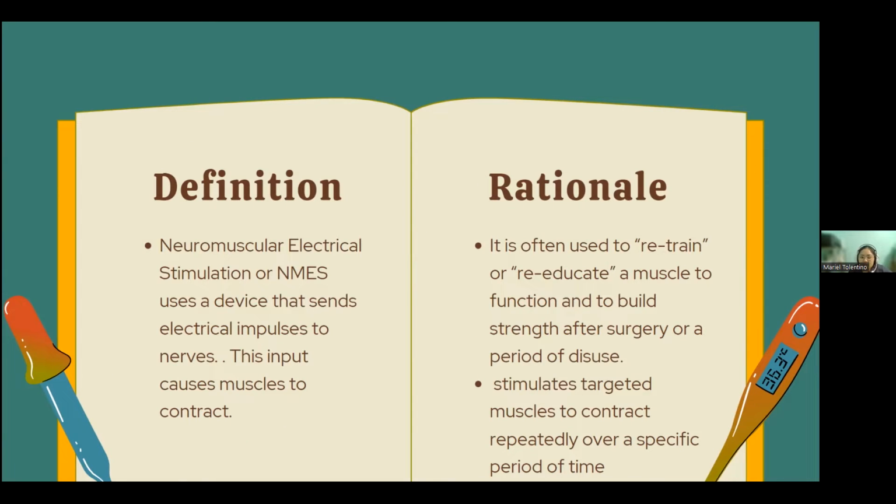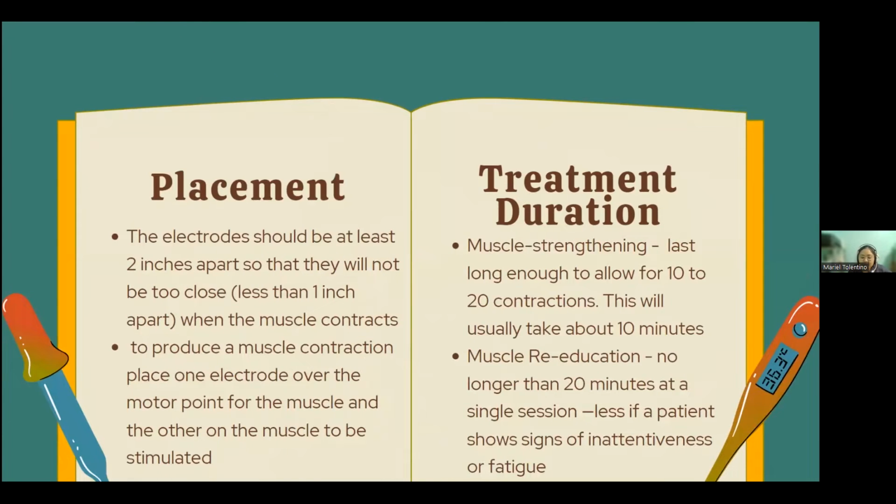It emits a stronger and wider electrical pulse, and this pulse stimulates targeted muscles to contract repeatedly over a specific period of time. For the placement of NMES, the electrodes should be at least 2 inches apart so that they will not be too close, or less than an inch apart. To produce a muscle contraction, place one electrode over the motor point for the muscle and the other on the muscle to be stimulated.